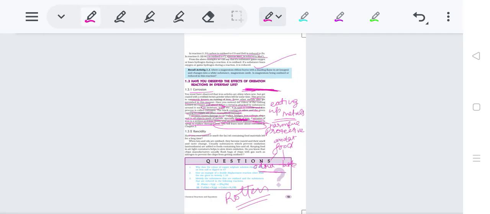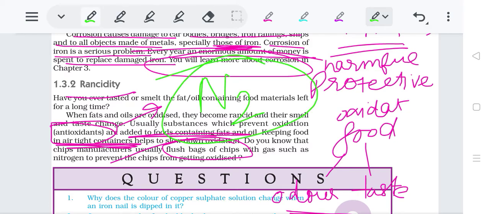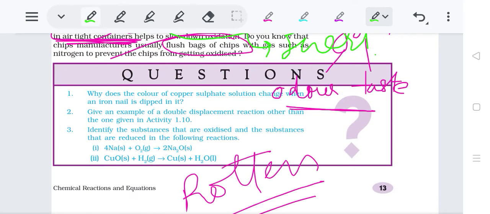So now there are some ways to prevent it. You can add antioxidants to food to prevent rancidity, and you can also put food in airtight containers, and you can also use flush bags in which you will be adding nitrogen gas, because nitrogen gas is inert and very less reactive. It doesn't react with the material.